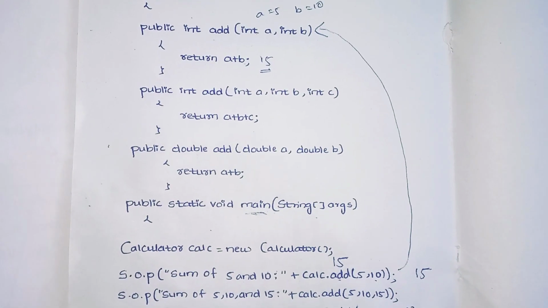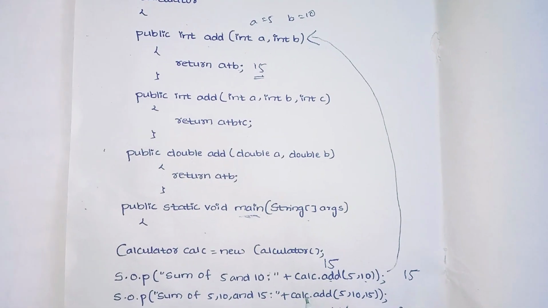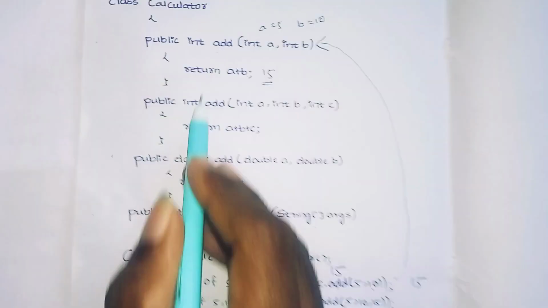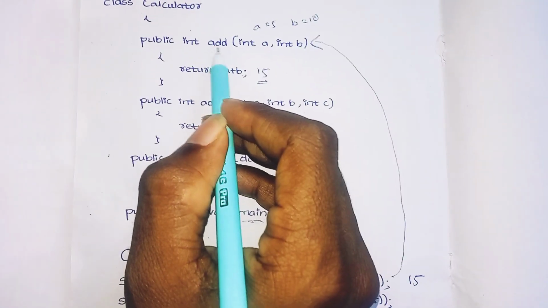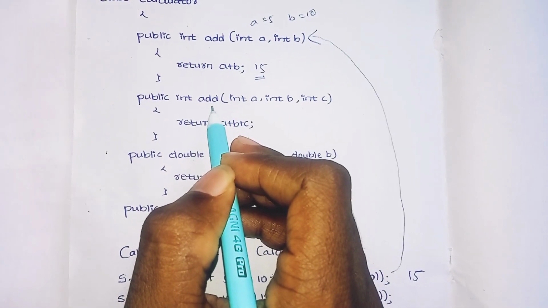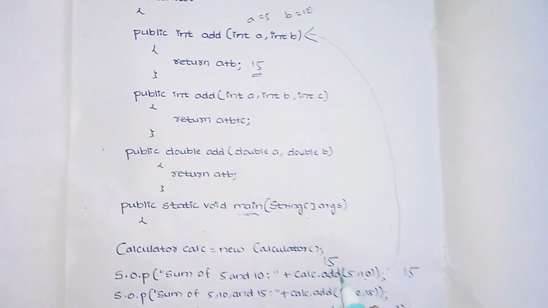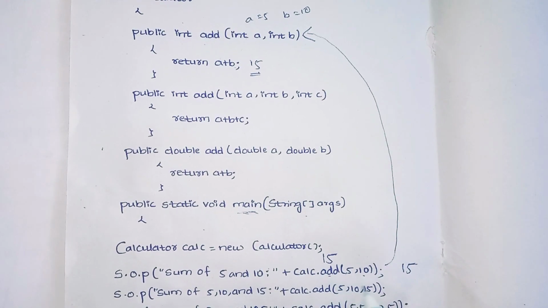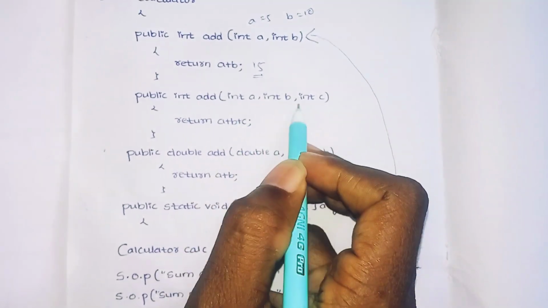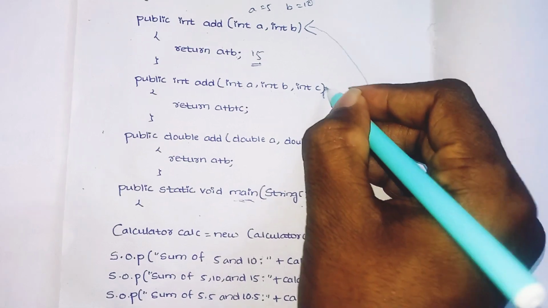Now similarly we are calling another add method using the reference variable calc by passing three arguments. Now it will check for the method which has three parameters. The first method has only two parameters, so it will not execute this block and checks for the other add method which has three parameters. Here we are passing three arguments of type int, and the method has three parameters of type int. So these arguments will be passed to this method.